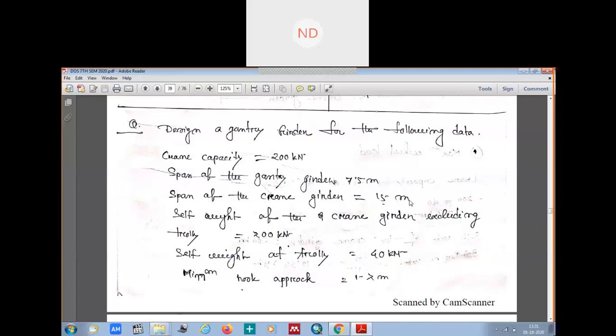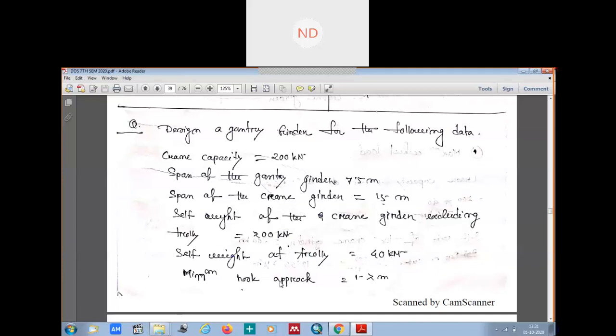The self weight of the crane girder excluding the trolley is 200 kilonewton. The self weight of the trolley is given separately here, the crane capacity excluding the trolley is given to you. This trolley is also known as the crab. So 40 kilonewton is mentioned here.